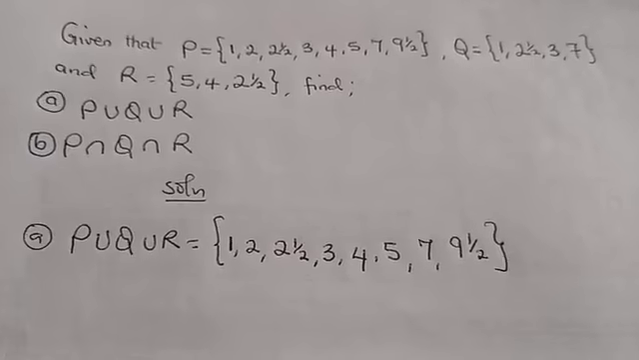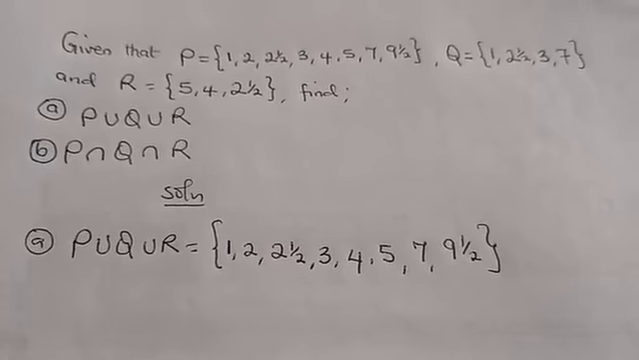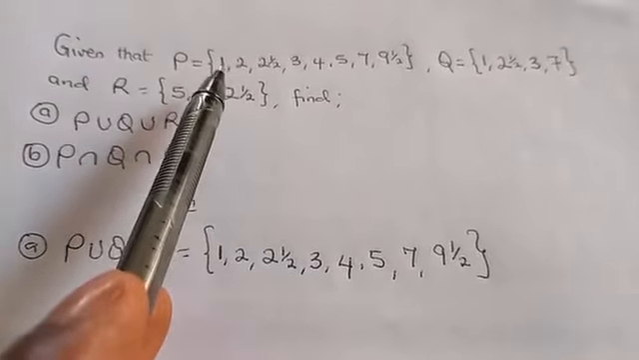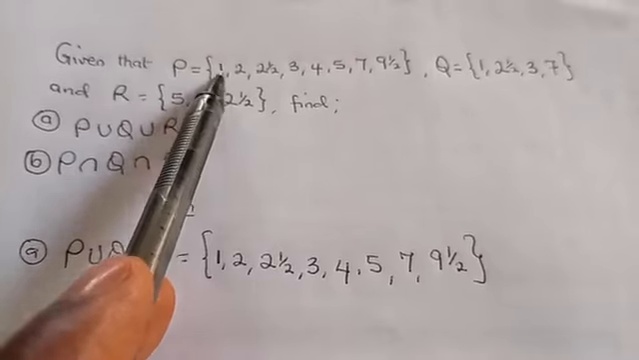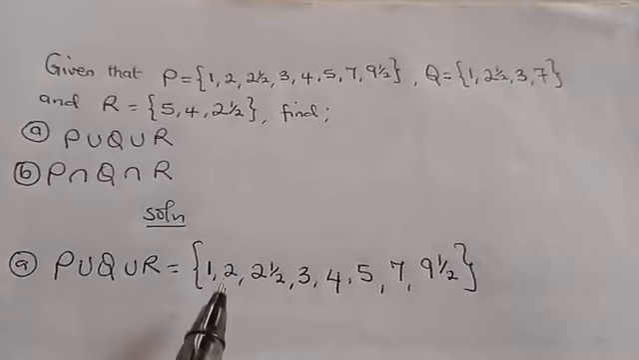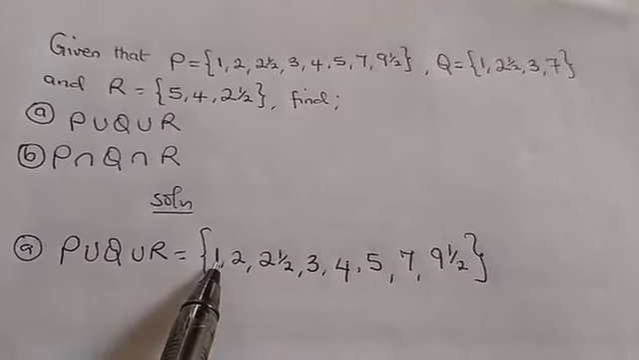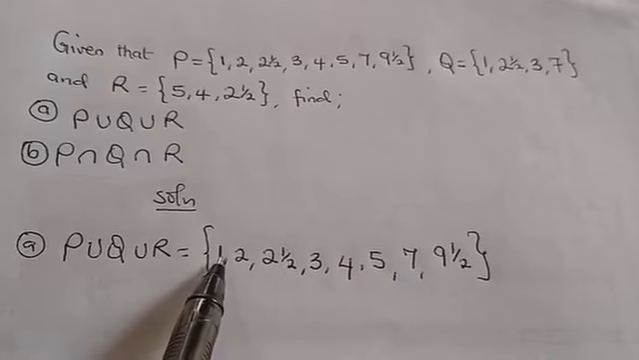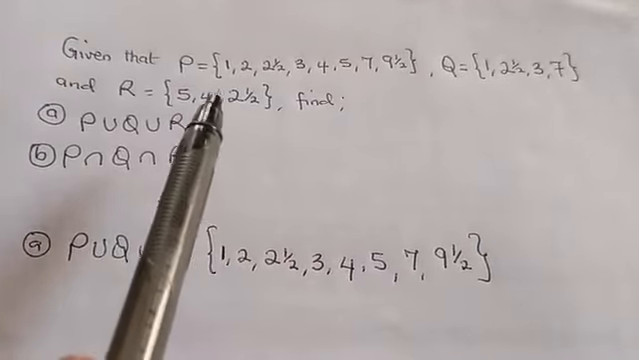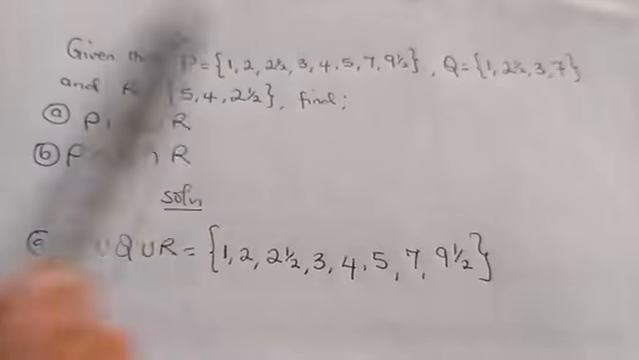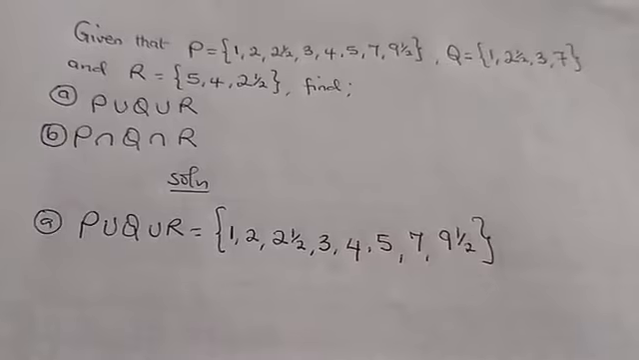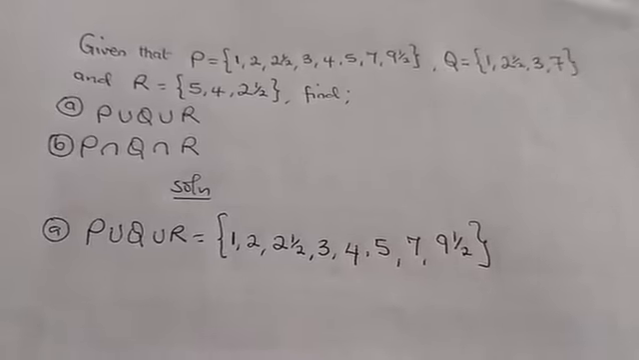You are not supposed to repeat any element. Otherwise, when you look at the 3 sets there, you have 1 in set P, you have 1 also in set Q. But you see here that it's only one of them that you are seeing. Also, we have 2.5 in each of the three sets. There is 4 here and 4 here, but you will not see them repeated. That's how to address the union of sets.